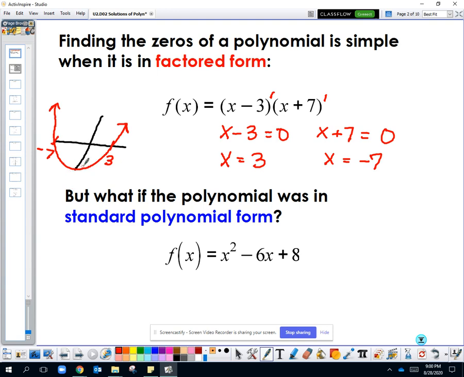And then if we're being precise again, we could calculate that y-intercept by plugging 0 in for x in both of these. And when I do that, f of 0, evaluating this function at 0, -3 multiplied by +7 is -21. So just a rough sketch, this y-intercept would be down at -21. But what we're going to look at today is when we are not in factored form, but rather standard polynomial form, and what are we supposed to do when that occurs. And we'll look at a few examples.